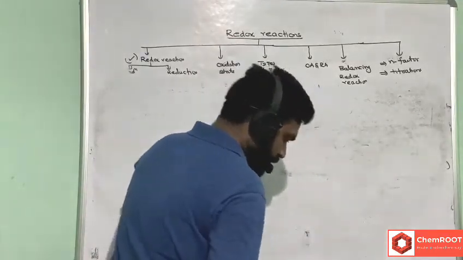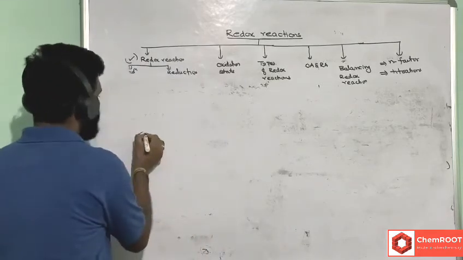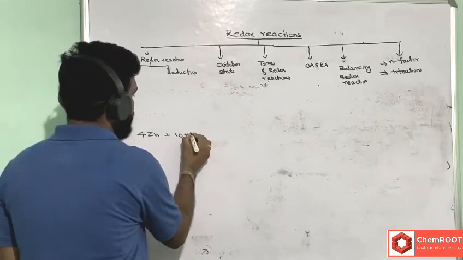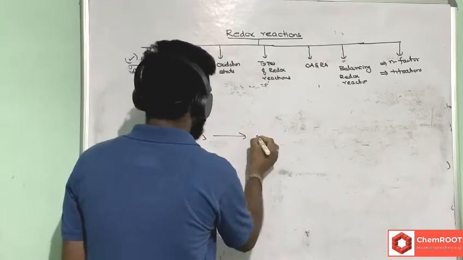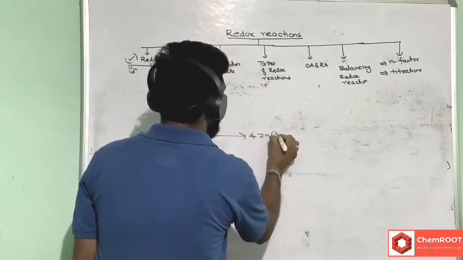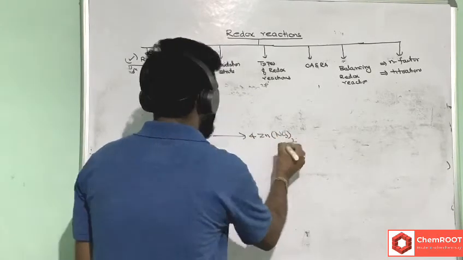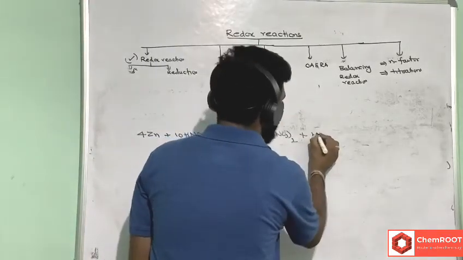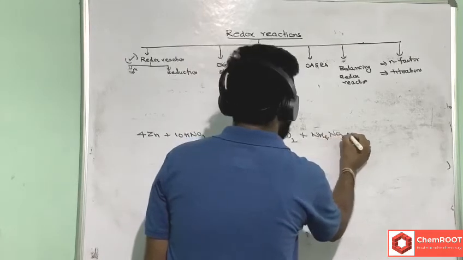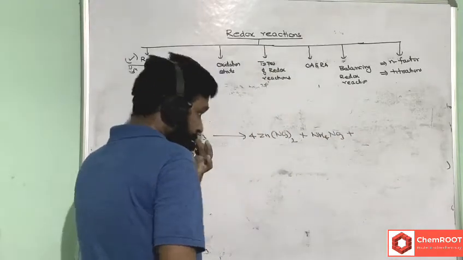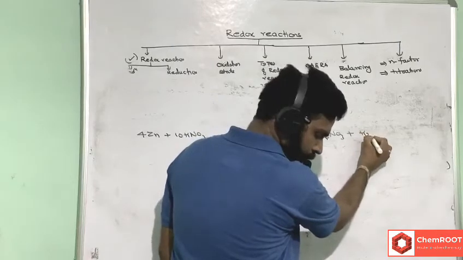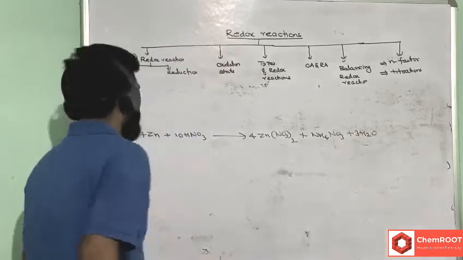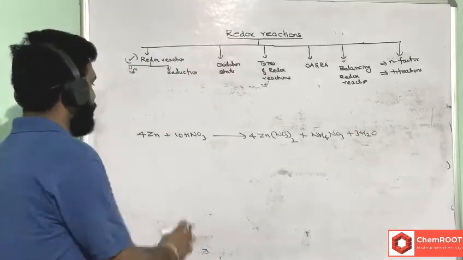And one more important model: suppose they give an equation like 4Zn plus 10HNO3 giving rise to 4Zn(NO3)2 plus NH4NO3 plus water. So this is a balanced equation that is given. You have to find the valency factor or equivalent weight for this one.